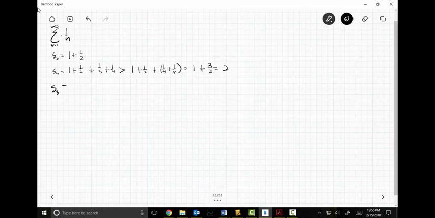Now I'm going to do s sub 8. You're probably noticing that these are powers of 2. So this becomes 1 plus 1/2 plus 1/3 plus 1/4, and, this is the last time I'll do it, plus 1/5 plus 1/6 plus 1/7 plus 1/8. No doubt about it, I know that this is greater than 1 plus 1/2 plus 1/4 plus 1/4, which is this guy, plus 1/8 four times, because a fifth, a sixth, and a seventh are all greater than 1/8.